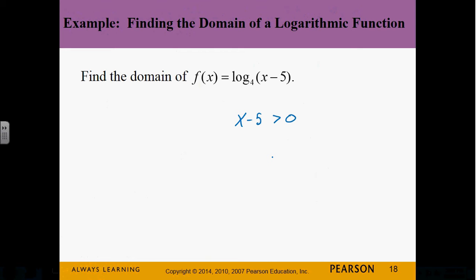Right? X minus 5 has to be greater than 0. It can't be 0. It can't be less than 0. So I add 5 to both sides, and I get x has to be greater than 5. So how would I write that in interval notation? What's the smallest number it can possibly be?